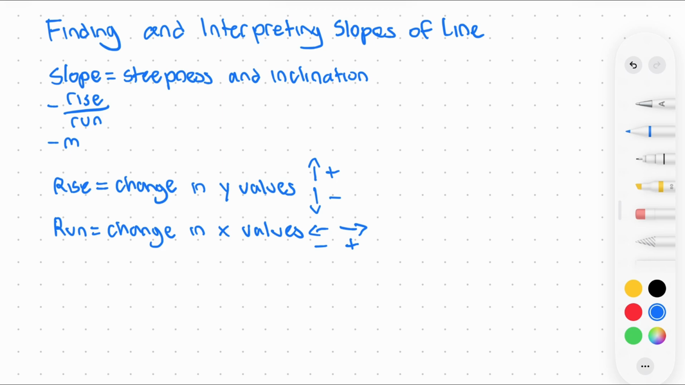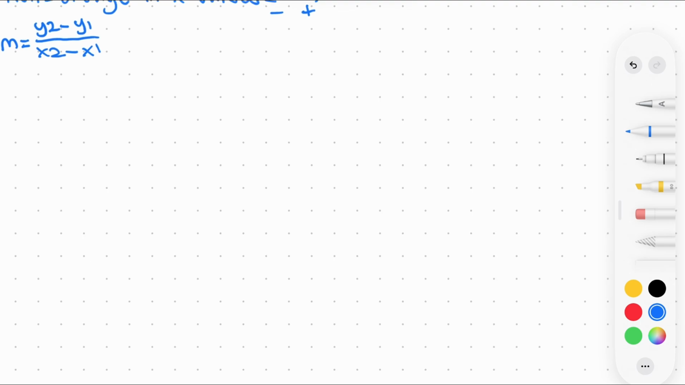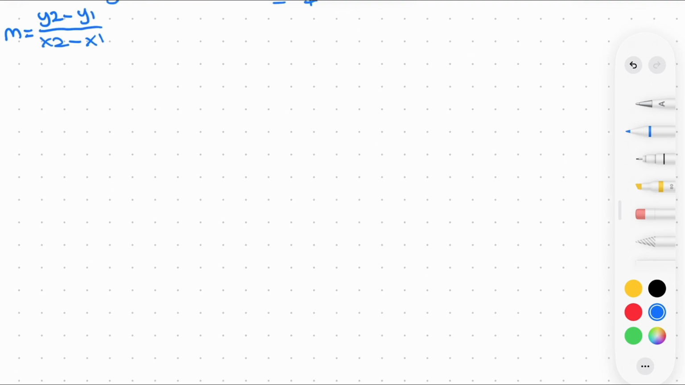So when we do rise over run, it equals the change in the y terms over the change in the x terms. So m will be equal to y2 minus y1 over x2 minus x1. However, later on you will learn that it doesn't matter how you plug in the terms as long as it's consistent. Let's look at a few examples.